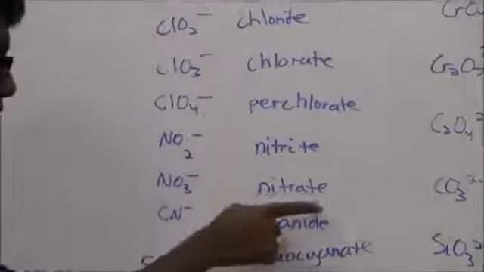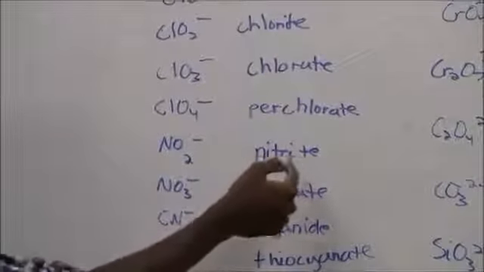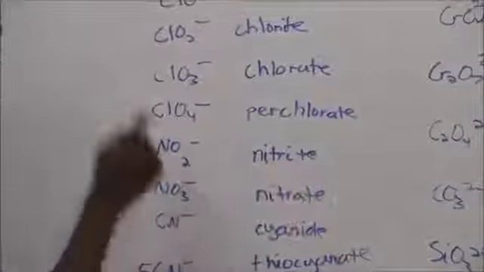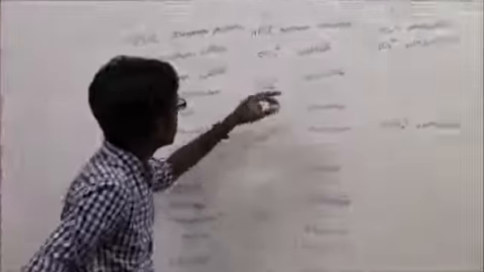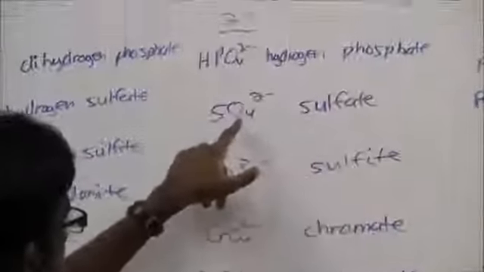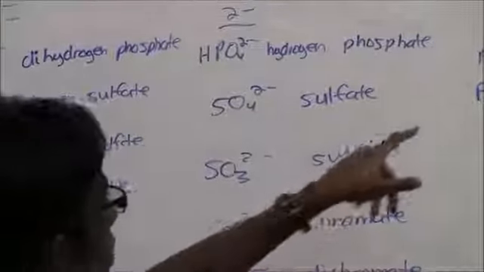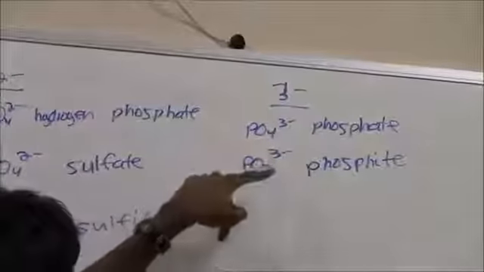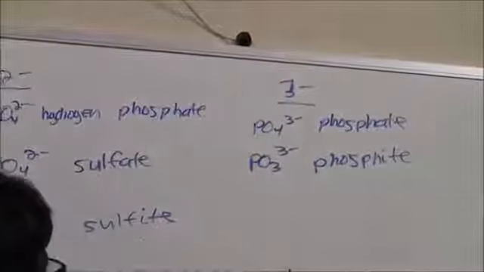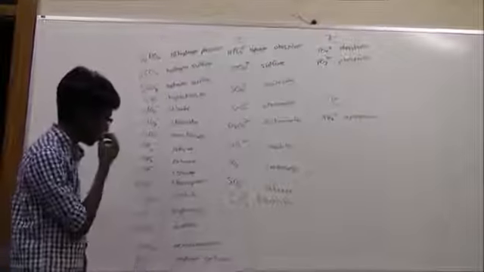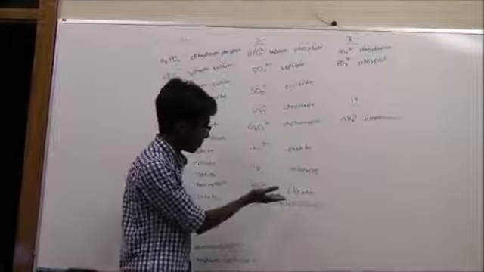That also happens between nitrate and nitrite. You take nitrate, you go ahead and drop an oxygen to get nitrite. It becomes NO2. Where else does that happen? Oh, here. Sulfate to sulfite, you drop an oxygen. From sulfate, it becomes sulfite. Phosphate to phosphite, you drop an oxygen. Phosphate becomes phosphite.